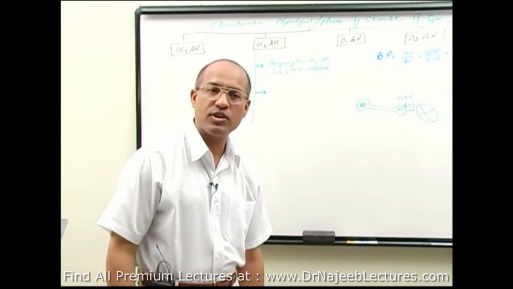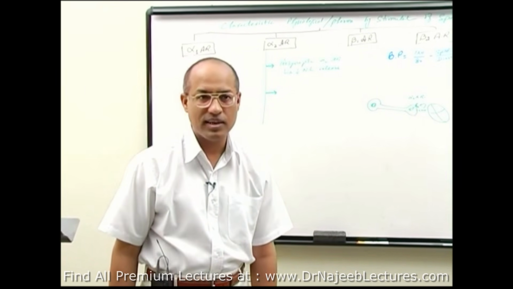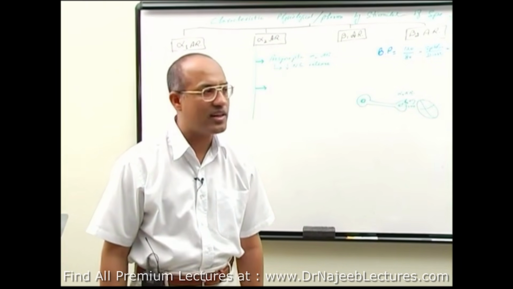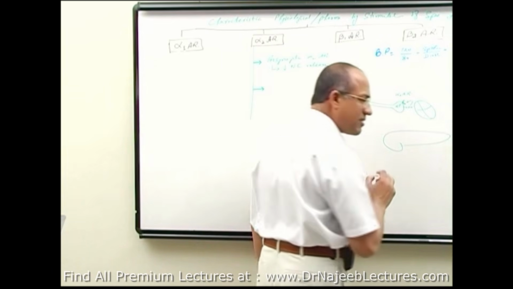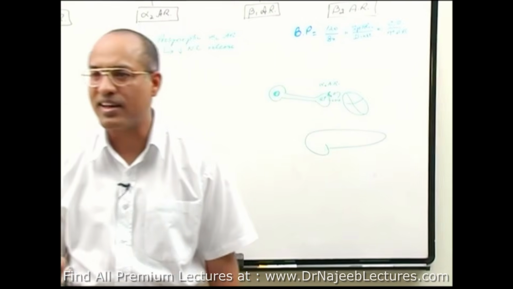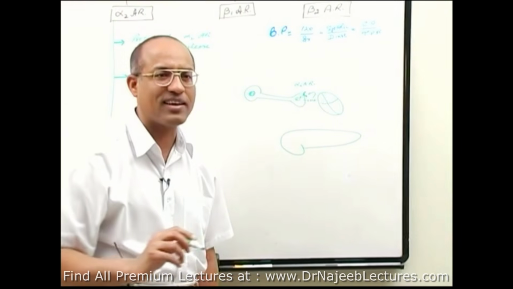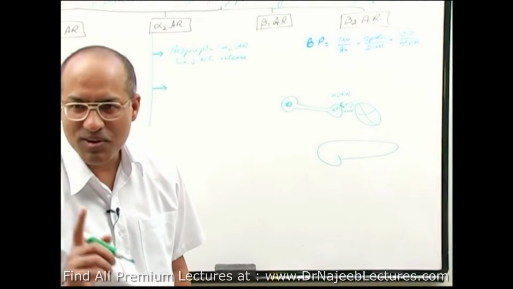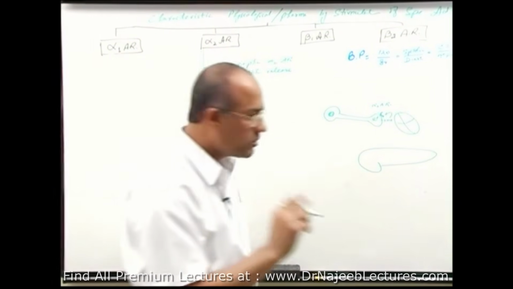Yes, alpha 2 adrenergic receptors are also present on insulin producing cells. Insulin is produced by which cells? I think you must be remembering there is something called pancreas, and in the pancreas there are islets of Langerhans. In the islets of Langerhans there are beta cells, and beta cells of islets of Langerhans have alpha 2 receptors.